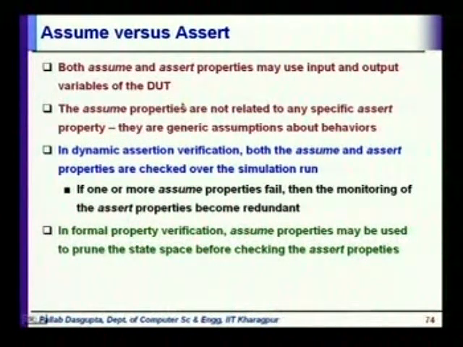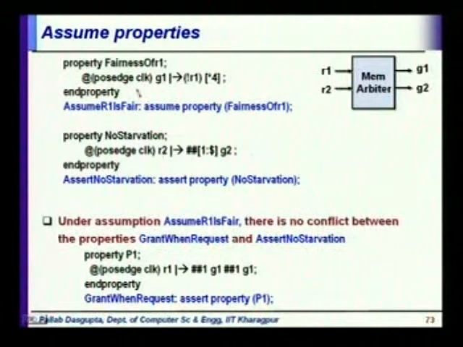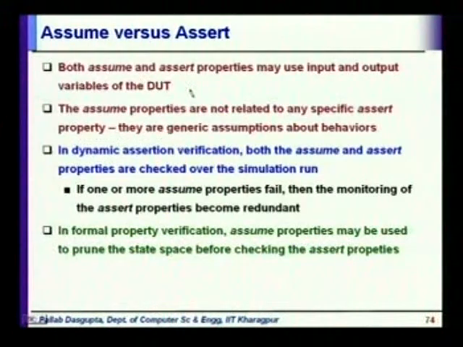Both assume and assert properties may use input and output variables of the duty. So you can see that here this was an assumption, but then G1 is an output of the duty, R1 is an input of the duty, right. So it is not the case that assume properties must be only on the environment variables, that it should be only on the inputs, not necessary, right.